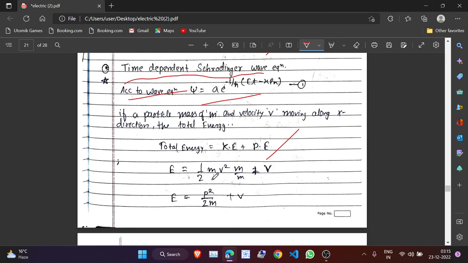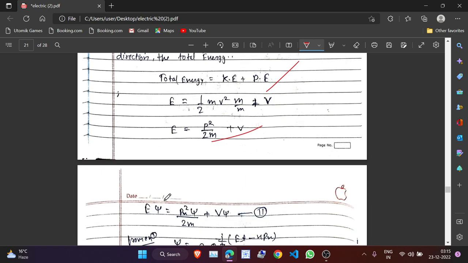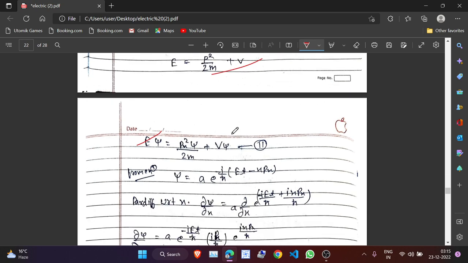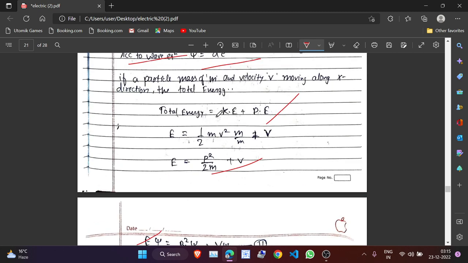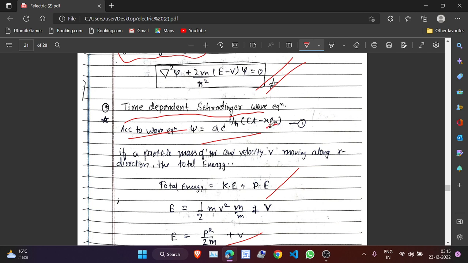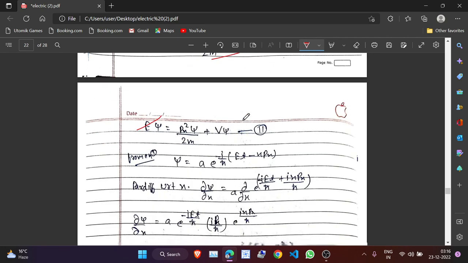E is equal to 1 upon 2, that we previously derived as p square upon 2m plus v. On checking the wave function, E psi is equal to p square psi upon 2m plus v psi, from equation 1. After this, we differentiate equation number 1 with respect to x. On differentiation with respect to x, the x terms will come in front of here, and this term will remain the same. You can see it in the notes.